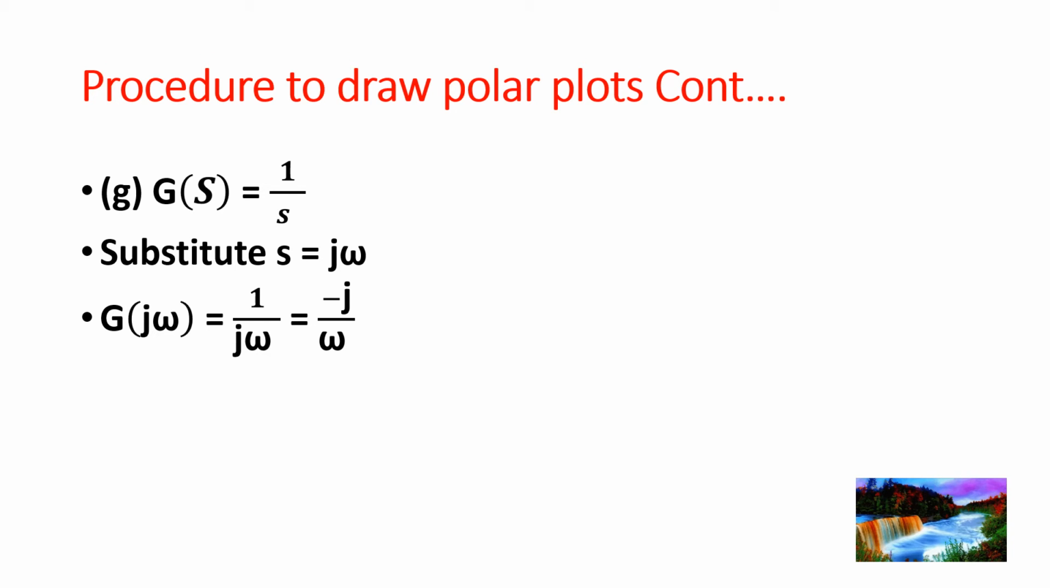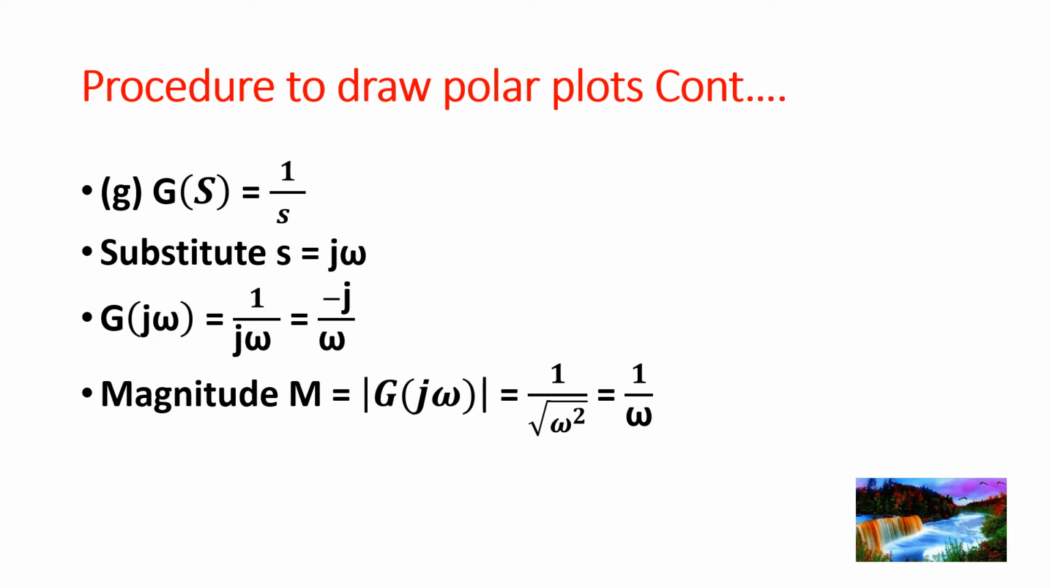So G of j omega is equal to 1 divided by j omega, that is equal to minus j by omega. Magnitude M is equal to magnitude of G of j omega, that is equal to 1 divided by square root of omega square. So the value is 1 divided by omega. Phase angle phi is equal to minus 90 degrees.